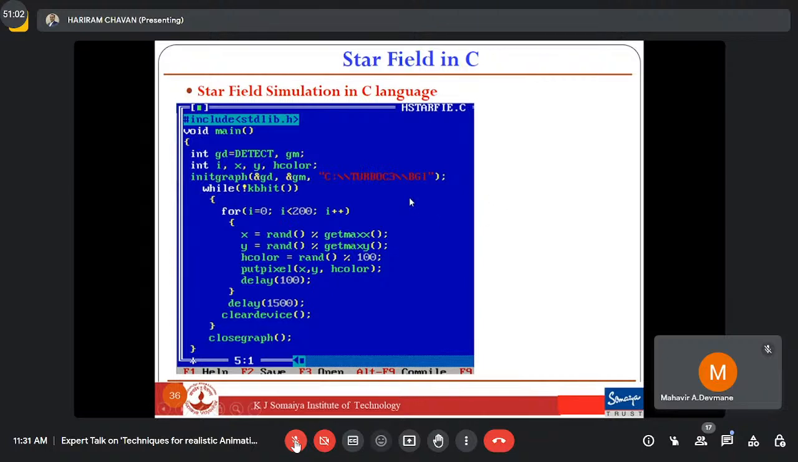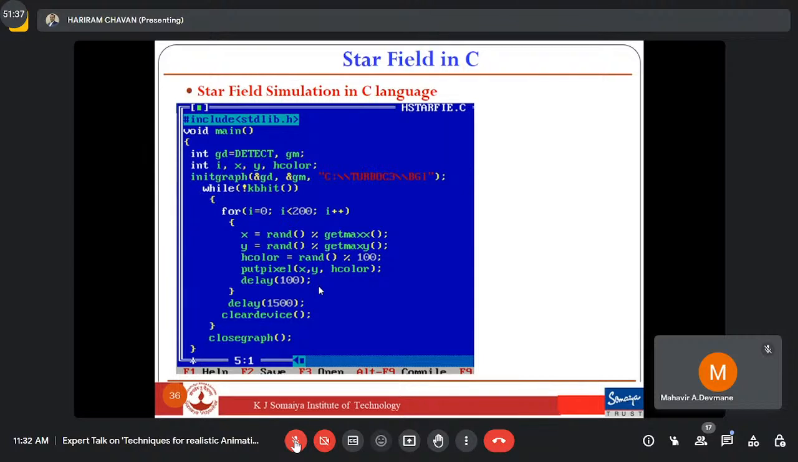So what I did is, even though I have taken the outer loop, which is a while loop, with no keyboard hit, this means the moment there is a keyboard hit, it must exit from the program. But the problem is, if you check the inside loop, it is a for loop with i equals 0, i less than 200. And within this loop, I have given a delay of 100. So 200 multiplied by 100 comes to 20,000.